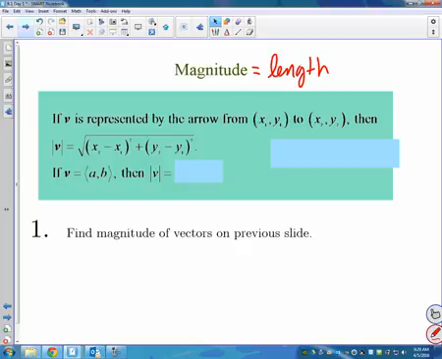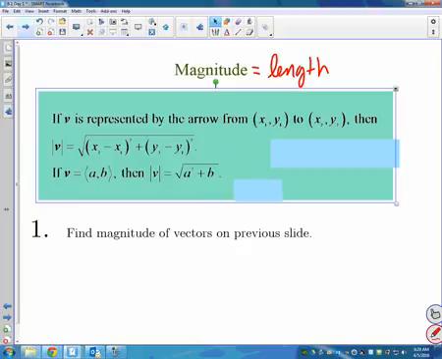Just like we showed on the last example, if it's in component form already, and you know what A and B are, then you know the other one's 0, so it's kind of like just taking the 0 out of here. It's just the square root, I don't know why there's no square on it, of A squared plus B squared.